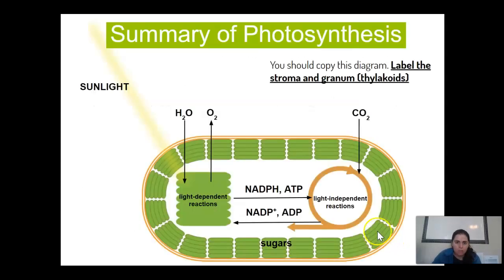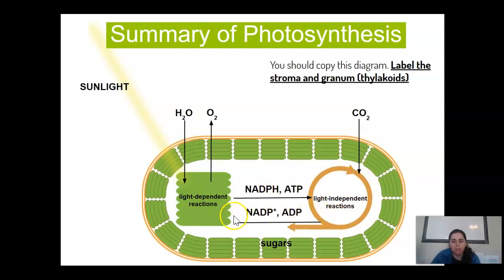Next, we're almost done. A summary of photosynthesis. You need to copy this diagram down. This is a very important one. It is also in your textbook. You can see page 111, figure 7-6C, to have another one, and it's probably got a nice little caption to go with it. But you have your light-dependent reactions occurring in the thylakoids. In the stroma, you have your light-independent or dark reactions occurring.